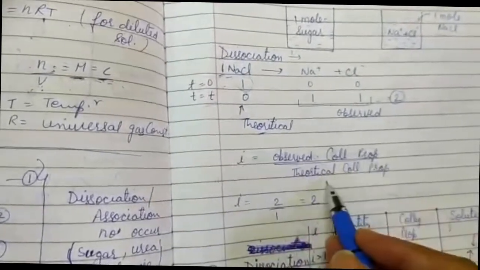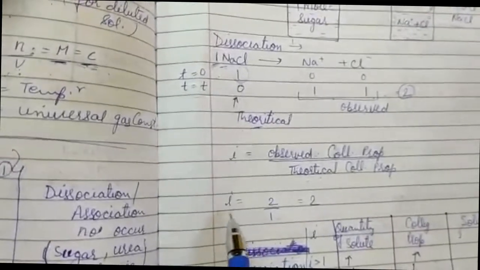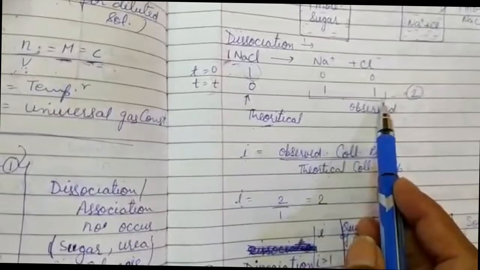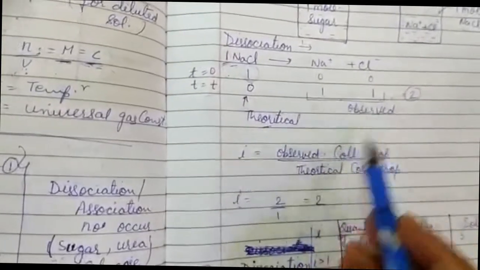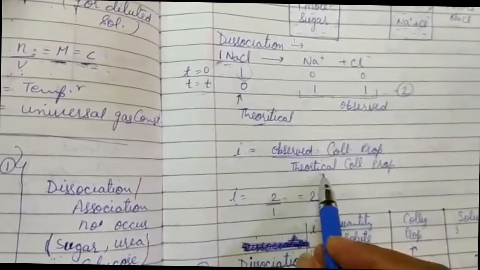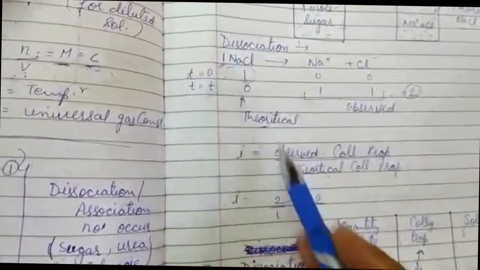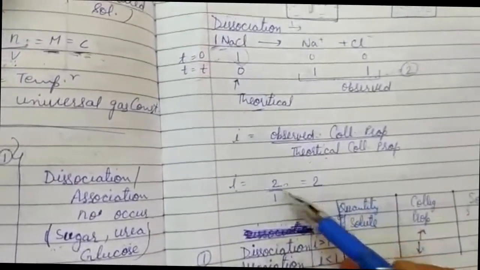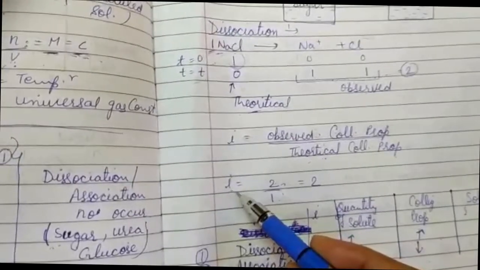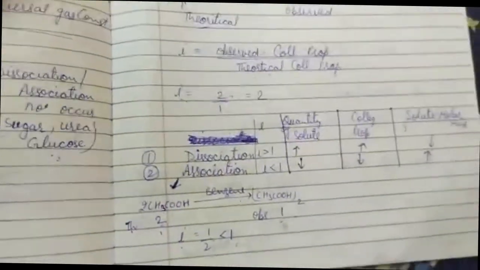Observed colligative property upon theoretical colligative property. So here we can see the i value equals how many moles of NaCl have been formed now? Total number of moles, 1 plus 1, that is 2. Upon theoretical colligative property, theoretically how many moles have we dissolved? Only 1. So theoretically 1. So 2 by 1 value is 2. So what is the answer of the Van't Hoff factor for NaCl? 2. Okay.